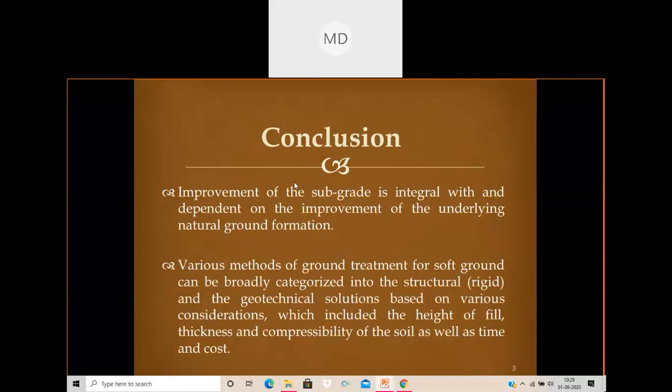This is just a concluding part, that is, improvement of the subgrade is integral with and dependent on the improvement of the underlying natural ground formation. Various methods of ground treatment for soft ground can be broadly categorized into structural and geotechnical solutions based on various considerations, which include the height of fill, thickness and compressibility of the soil, as well as time and cost.